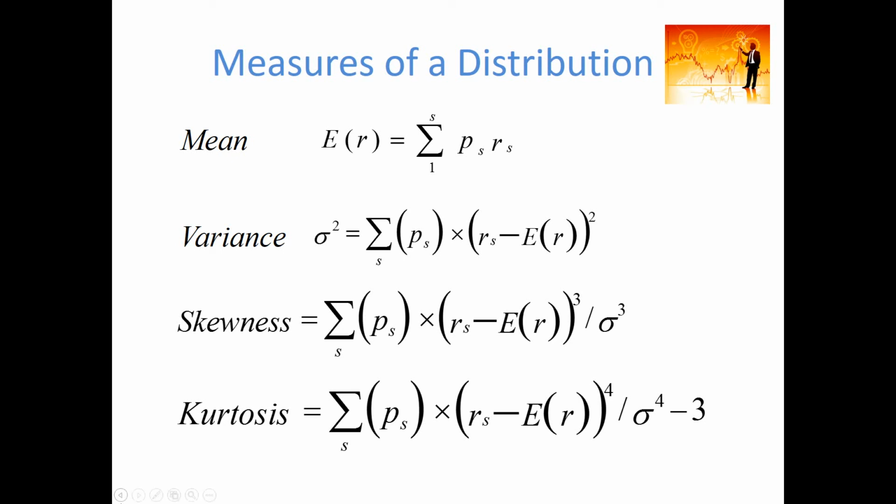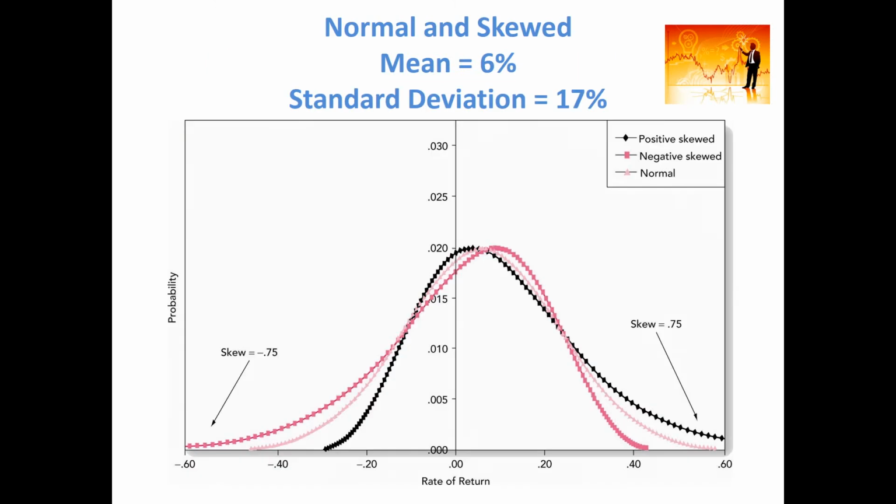And kurtosis is the possibility of extreme returns compared to the returns we expect from a normally distributed return series. Now look at this example. Here we have three curves and three distributions. Each has a mean of 6% and standard deviation of 7%. However, you can see the light pink curve indicates a normal distribution.